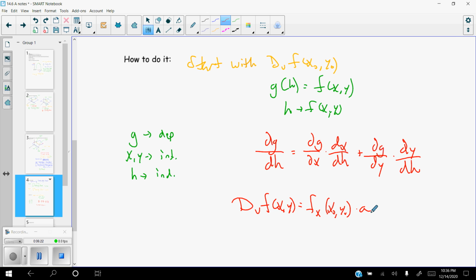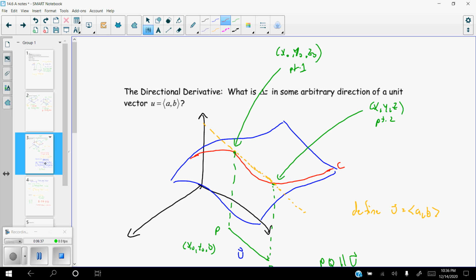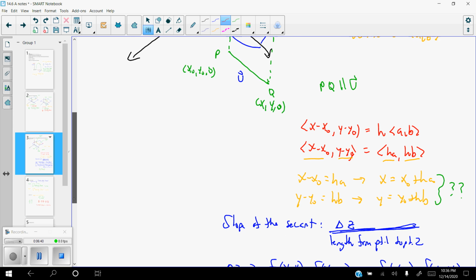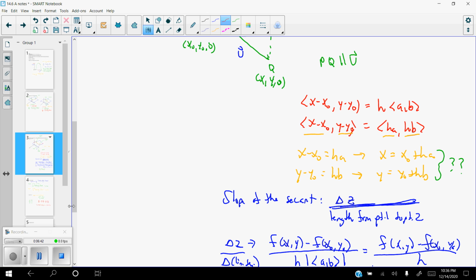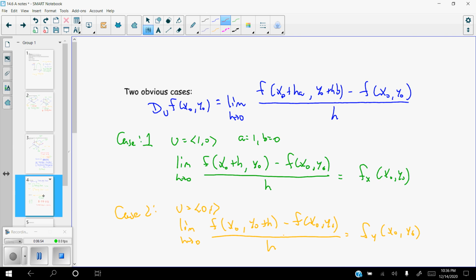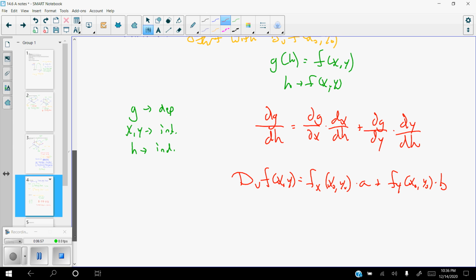I'll show you where that comes from in just a second, if you don't remember. And then the dg dy is fy at x naught, y naught. And then the derivative of y with respect to h is b. Now, where does that come from? All the way back up here. The derivative of x with respect to h is a. The derivative of y with respect to h is b. So that's where these two things come from.